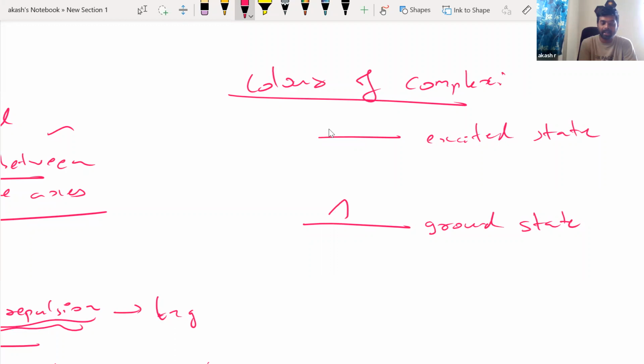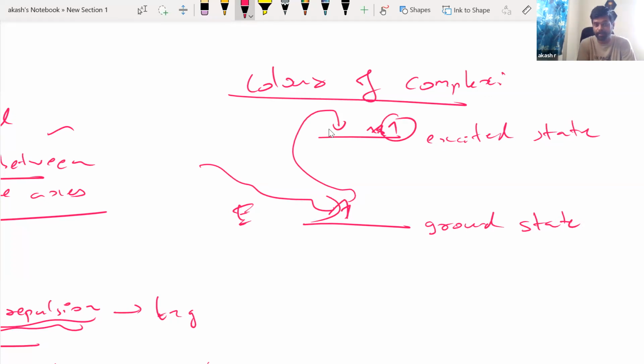Now say some kind of radiation, some kind of energy, is absorbed by this electron. So obviously it is going to shift here. If it shifts here, it cannot stay for a long amount of time, because the excited state is unstable. So what will happen is that it is going to come to some other level in between. It is going to come like this.